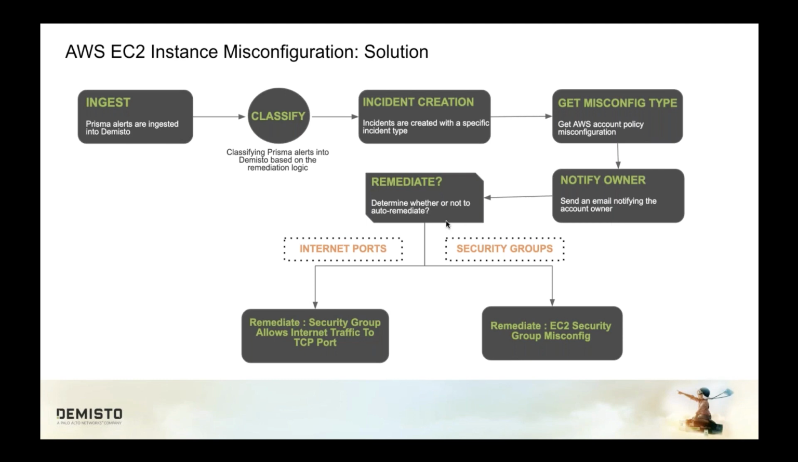And if they want to auto-remediate, they can choose one of the sub-playbooks to run, which could be internet ports. So a security group allows internet traffic to a TCP port. It could be UDP as well. You can also build a playbook for common ports. And the other playbook could be for security groups, which is security instance group misconfig. Let's take a look at these two playbooks.